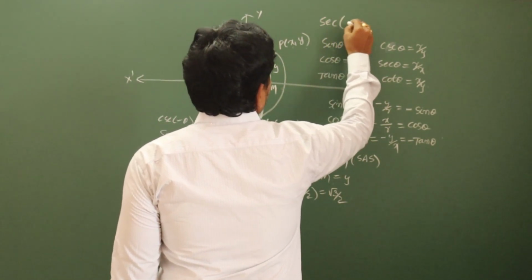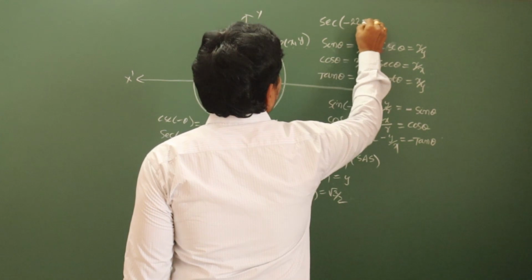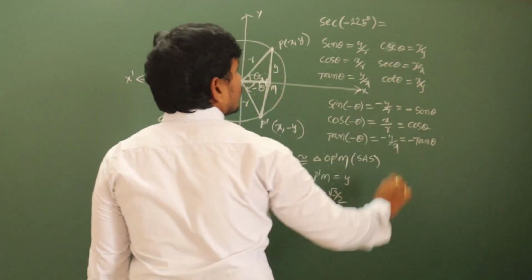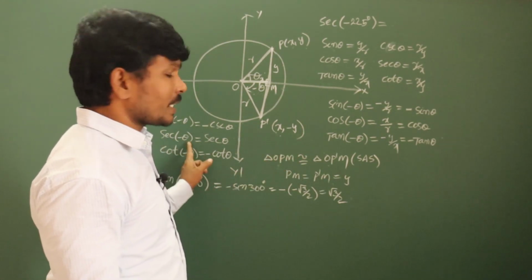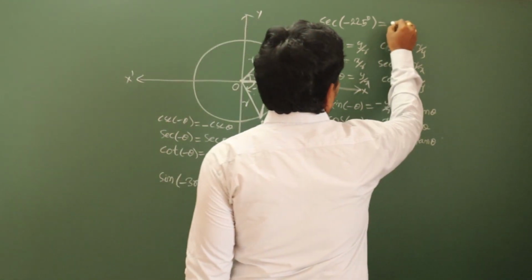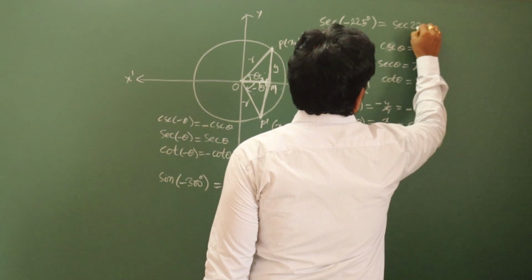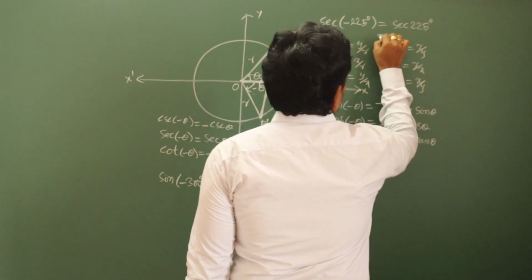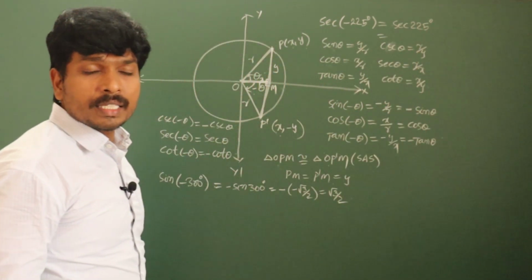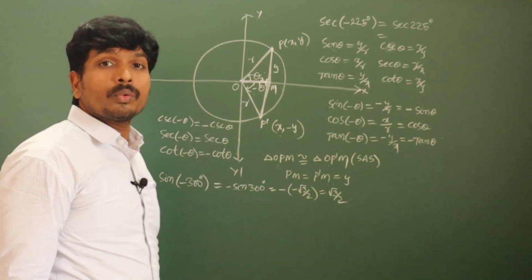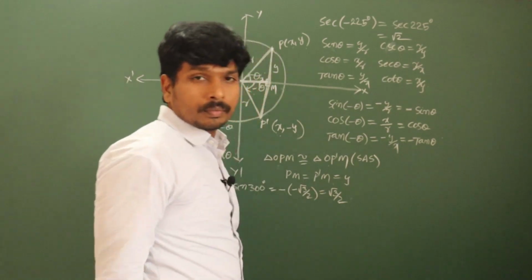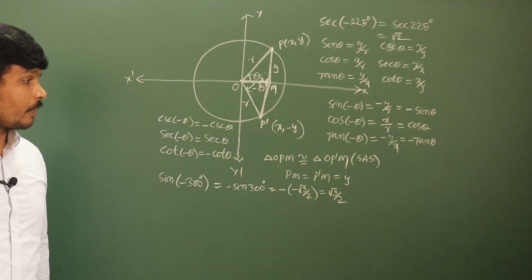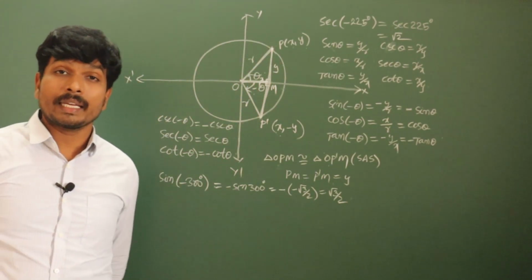Secant minus 225 degrees value, tell me. Secant minus 225 degrees. Secant of minus theta is equal to secant theta. So here you get secant 225 degrees only. Secant 225 degrees value is minus root 2. Okay, we can find out negative angles like that also.